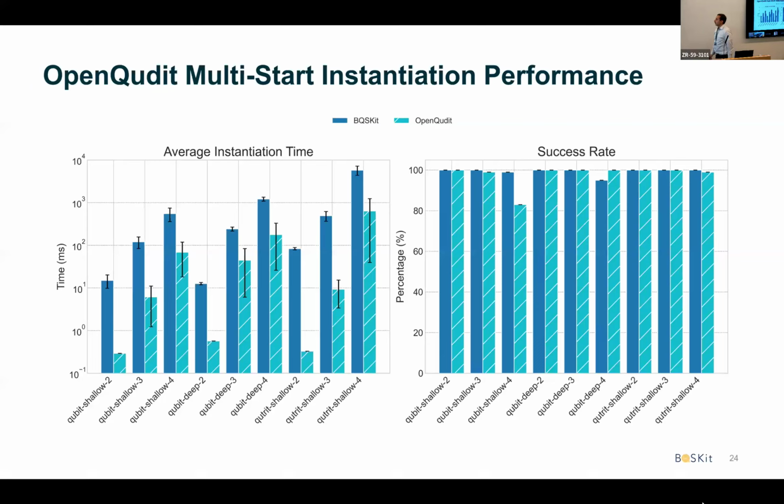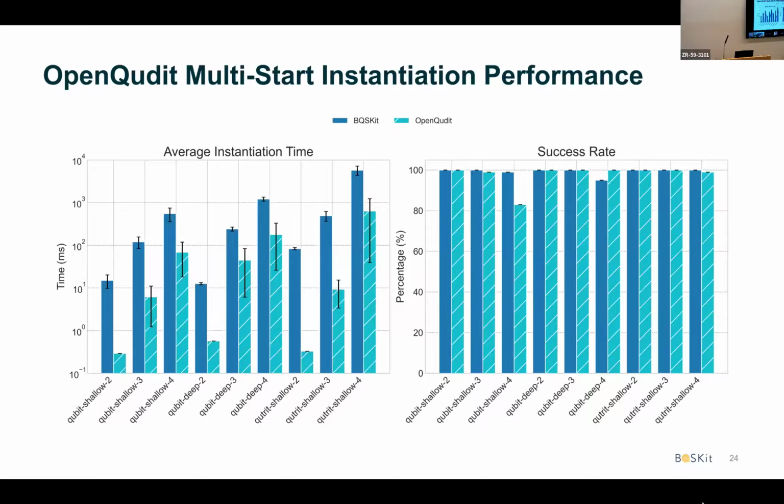Okay, so how fast? Multi-start instantiation is a very typical operation that we do inside of BQSKit, and we're comparing here OpenQudits instantiation to BQSKit. On the left, we have instantiation runtime. This is how long it actually takes to do the operation. And on the right is success rate. This is running a full numerical optimization routine. Success rate here is, all of these problems have solutions, how many times did the optimizer find the solution?